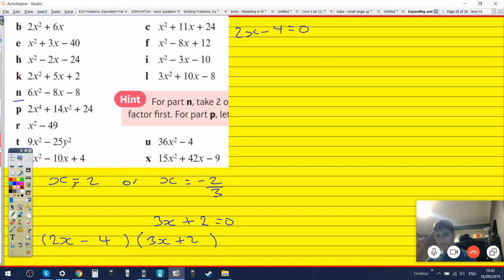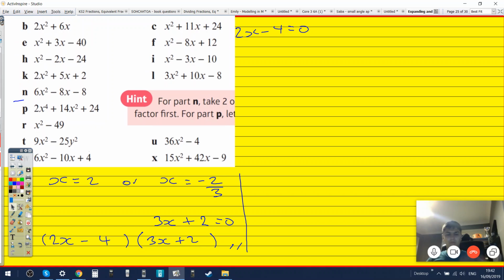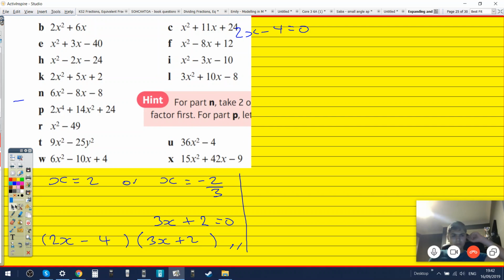Because the other one was a bit easier to do, because you could see the number in front. Yeah, so that's it. And I just find that easier than the other ones. So okay, let's try W. Now it's 6x squared, and I just need to sub it into the little polynomial thing.